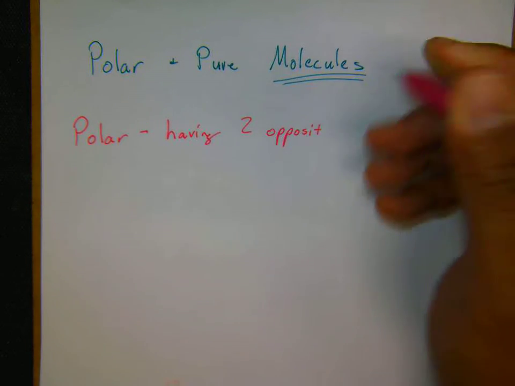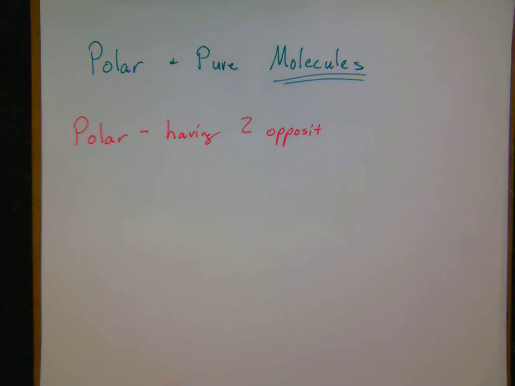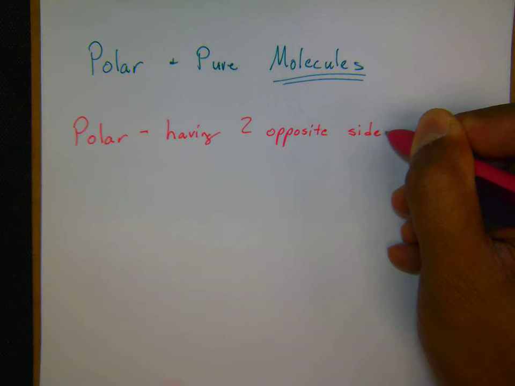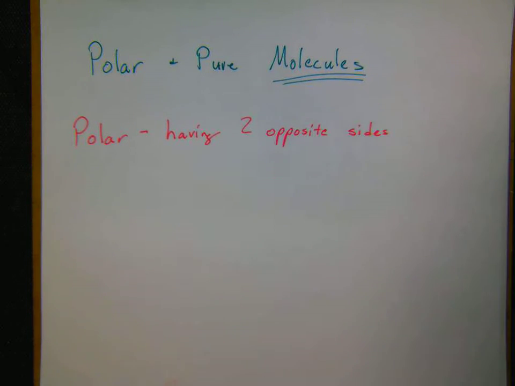Have you ever heard of bipolar? That means two people are either happy or sad. They're bipolar. The Earth is polar. It's got a North Pole and a South Pole. Okay? So basically having two opposite sides.